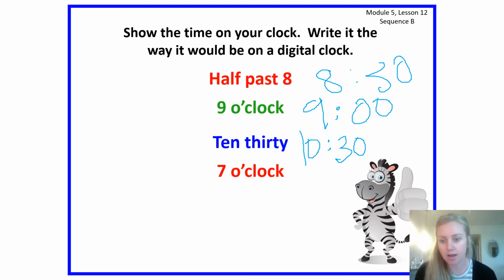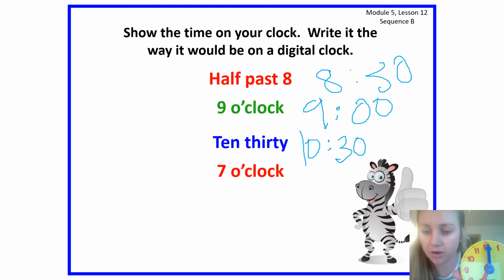Okay, 7 o'clock, another easy one. I'm only giving you 5 seconds. Make it on your clock and write it like a digital clock. You have 5, 4, 3, 2, 1. Show me your clocks.